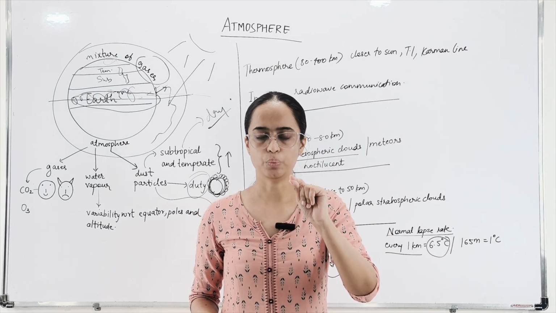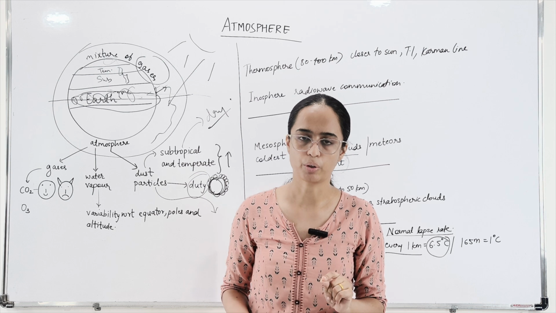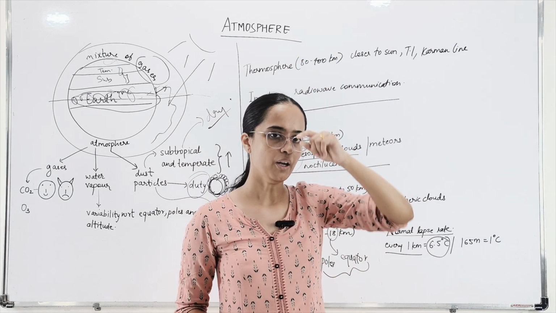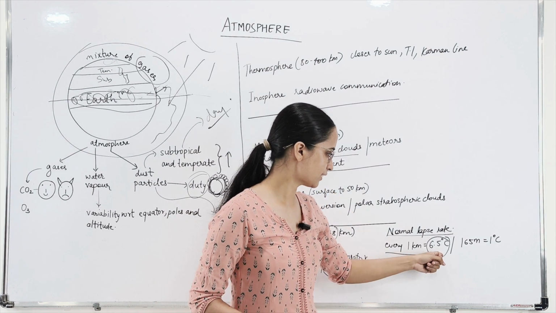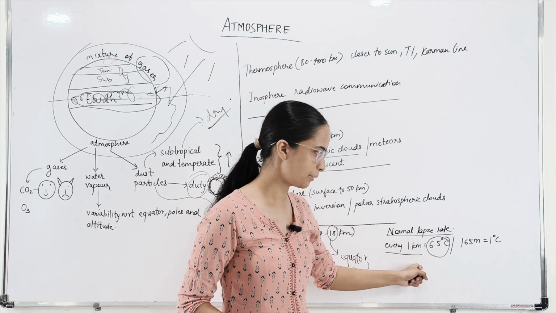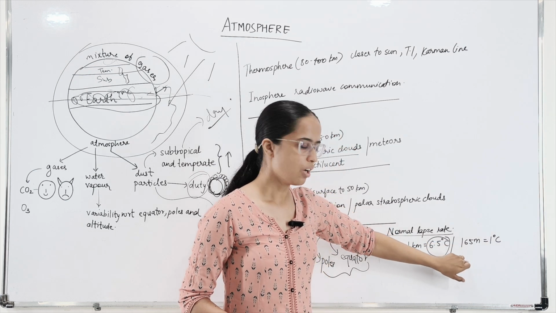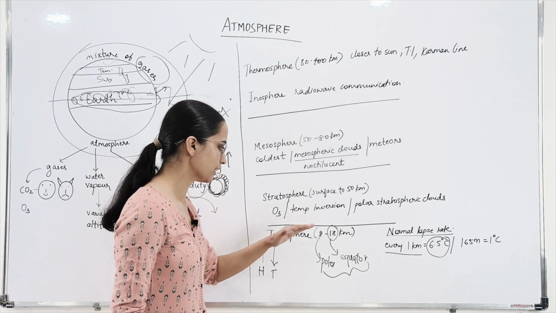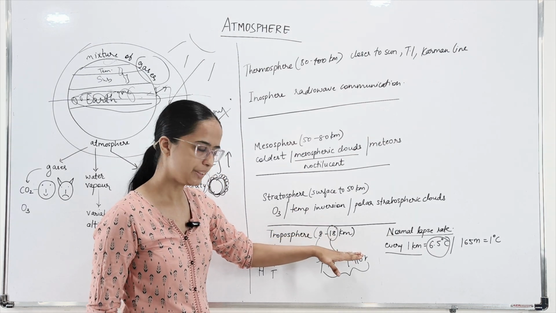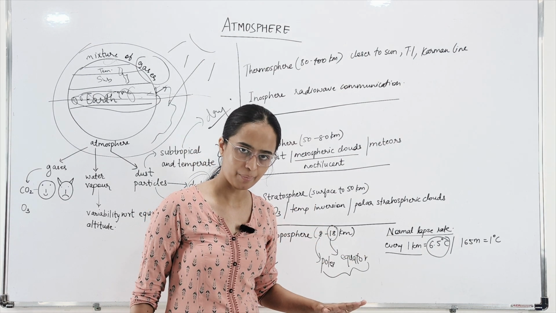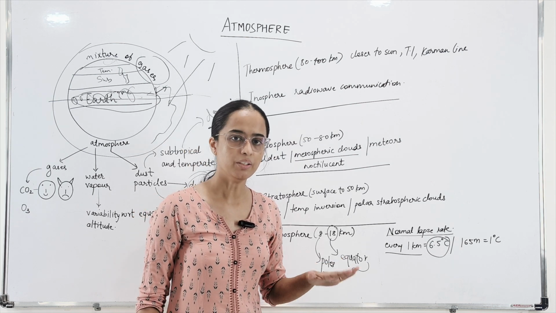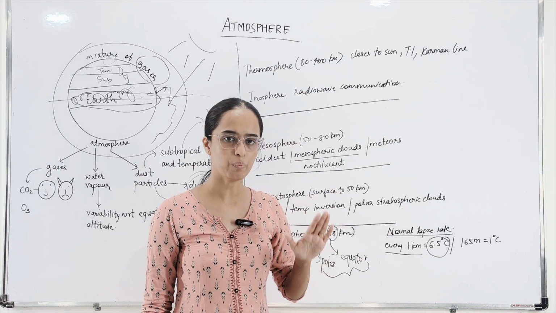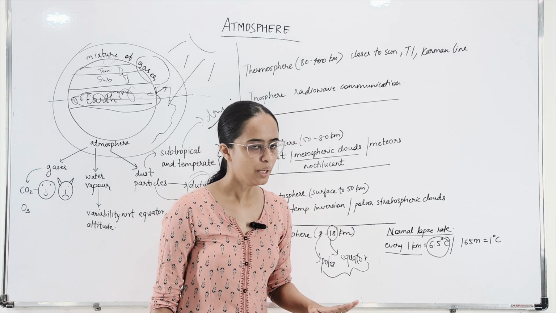So if anybody asks you what is the normal lapse rate of Earth's atmosphere, what does it mean? That as you move up and up and up, the temperature is going to decrease by 6.5 degrees Celsius for every 1 kilometer and 1 degree Celsius for every 165 meters. This is the normal lapse rate. So the troposphere's height is between 8 to 18 kilometers. It follows the normal lapse rate, wherein the temperature decreases by 6.5 degrees Celsius for every 1 kilometer or by 1 degree Celsius for every 165 meters.